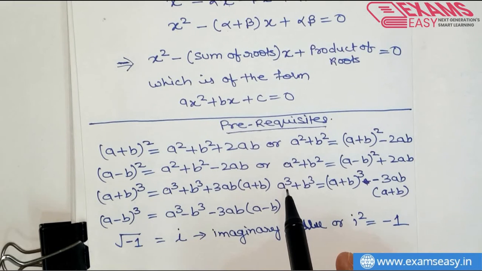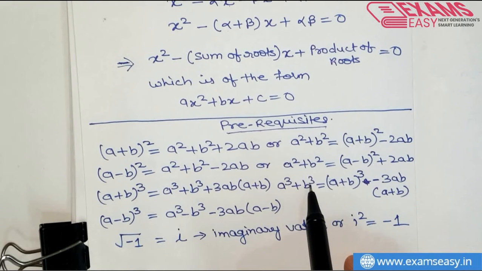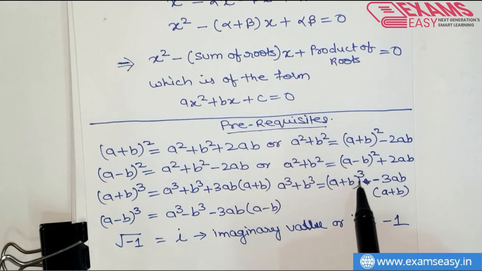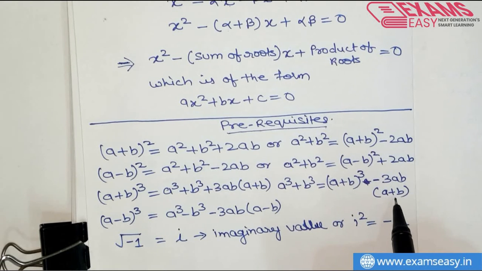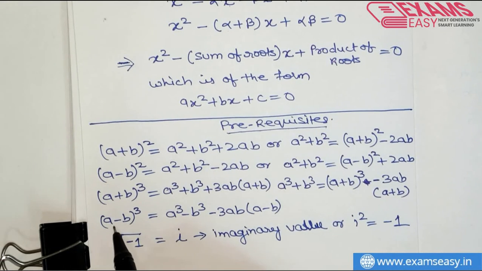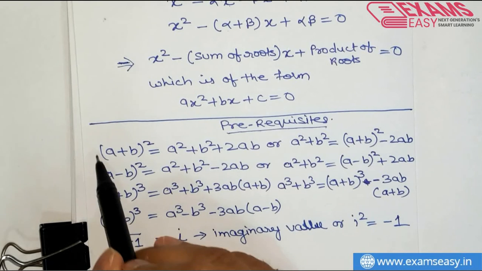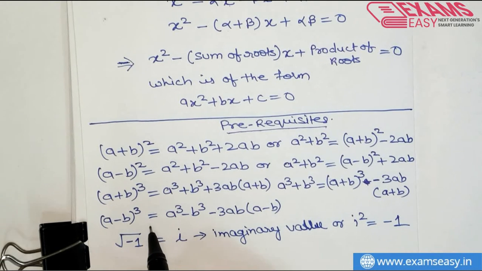And if you want to expand a cube plus b cube, then you can write it as (a plus b) whole cube minus 3ab within bracket (a plus b). (a minus b) whole cube is a cube minus b cube minus 3ab within bracket (a minus b). So these identities are very useful while solving the problems of quadratic equations.